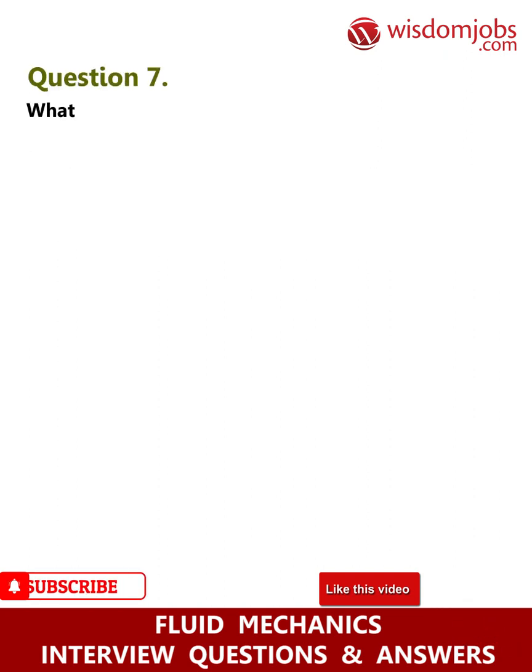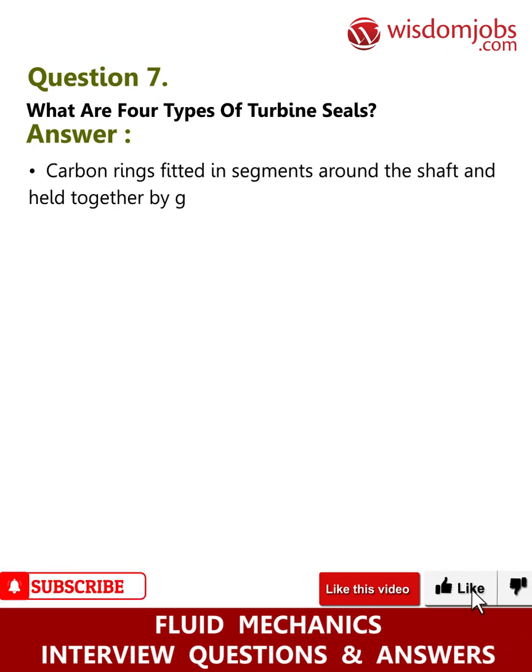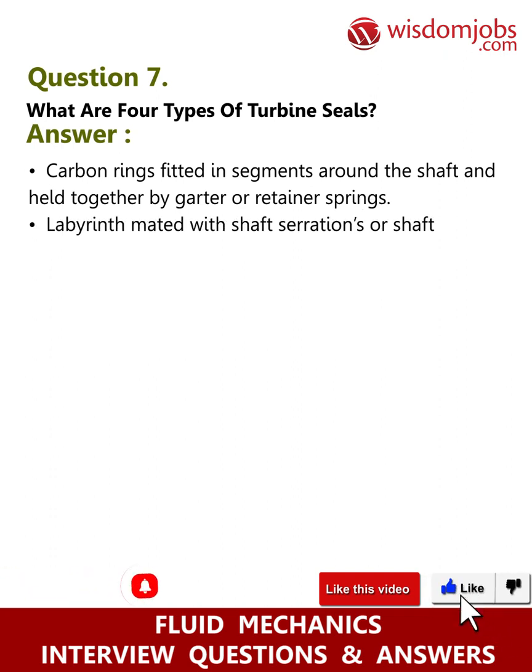Question 7. What are 4 types of turbine seals? Answer. Carbon rings fitted in segments around the shaft and held together by garter or retainer springs. Labyrinth, mated with shaft serrations or shaft seal strips.